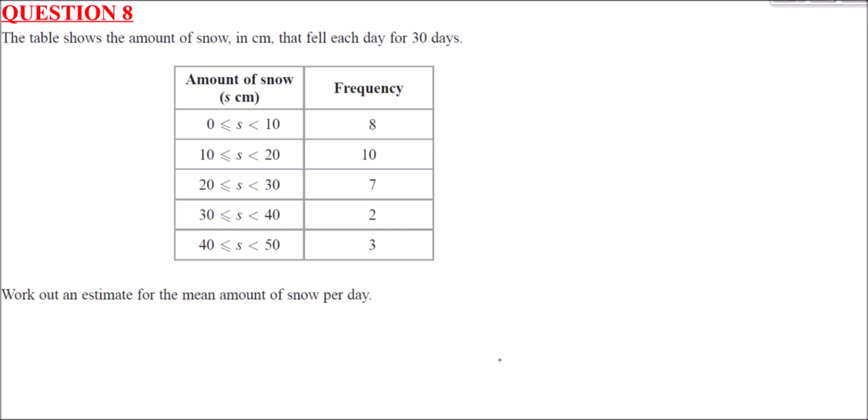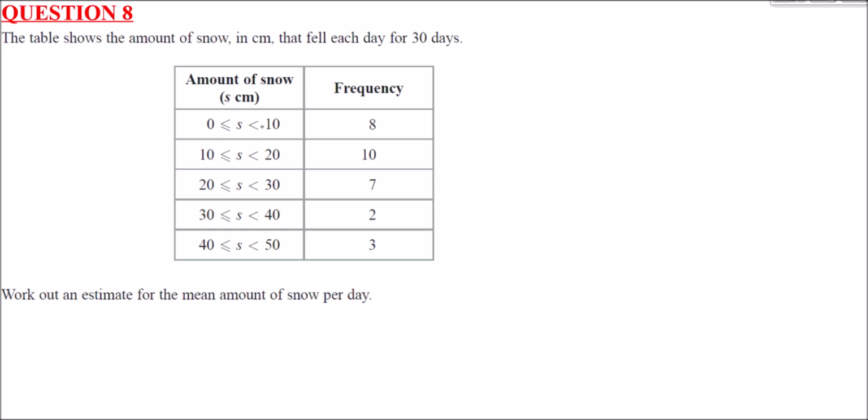Question 8. There's a table showing the amount of snow in centimetres that fell each day for 30 days. Work out an estimate for the mean amount of snow per day. So this is a grouped frequency table. Another clue is it's an estimation of the mean. We can't work out the exact mean because we're not told the exact amounts of snow for any particular day. For example, here we're just told it's between no snow at all and 10 centimetres.